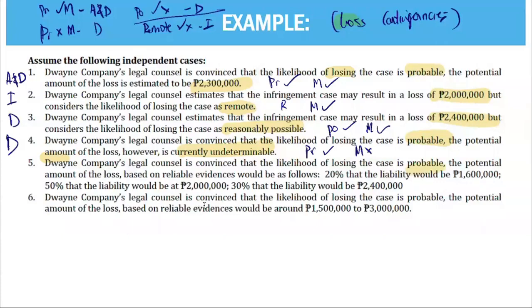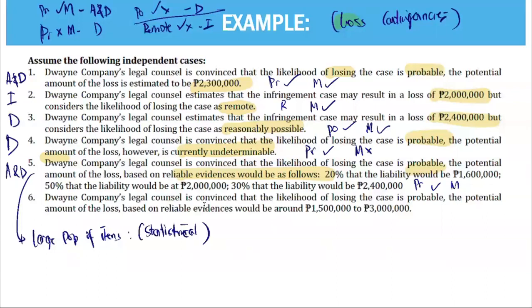Number five, Dwayne Company's legal counsel is convinced that the likelihood of losing the case is probable. The potential amount of the loss based on reliable evidences would be as follows. So it is also probable and measurable. Accrue and disclose. What do we call this number five item as to measurement? That is your large population of items. So how do we measure it? Using a statistical method or weighting.